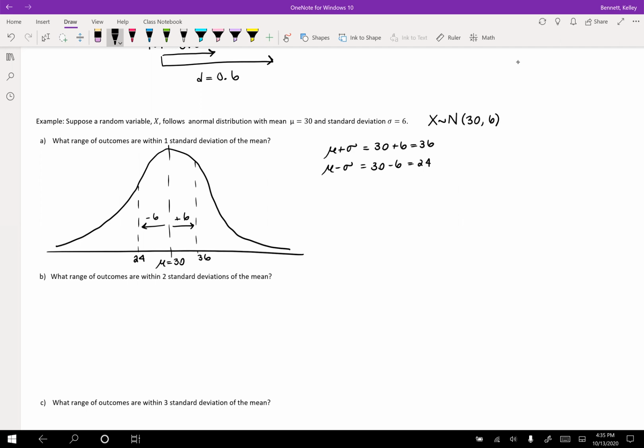So the range of outcomes that are within 1 standard deviation of the mean are here.